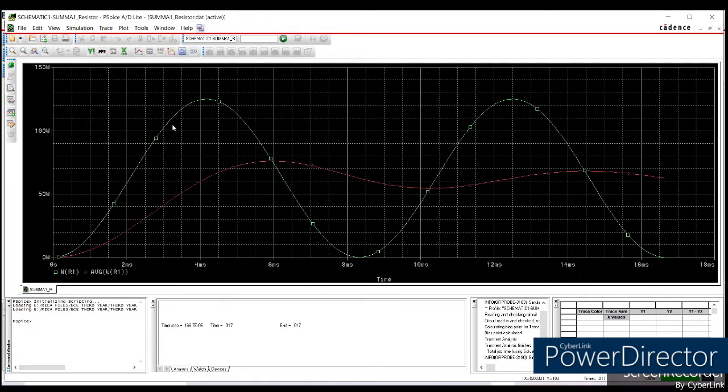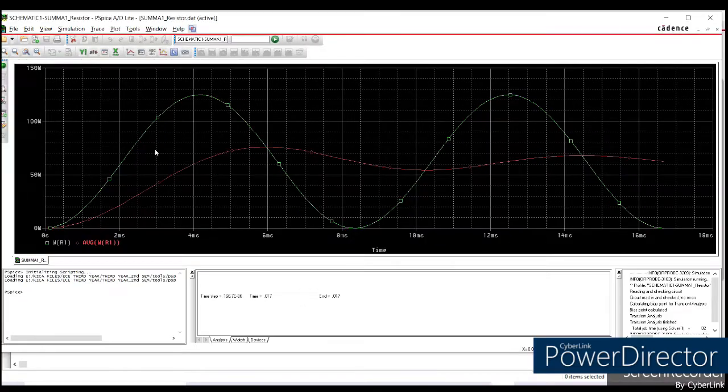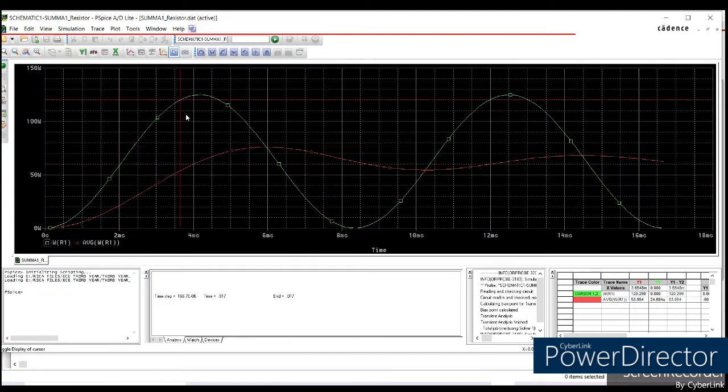For the green waveform here, this is for our instantaneous power. And for our red waveform here, this will be for our average power. Now, to measure the peak value of our instantaneous power, we will be turning on our cursor. Then we will be measuring the peak of our instantaneous power waveform. I suppose this is the peak.